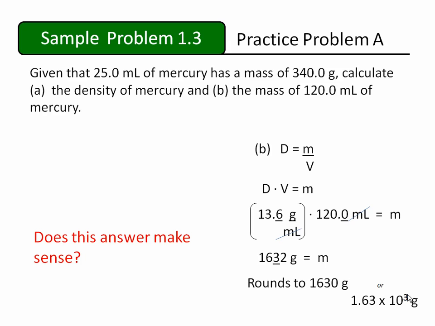Let's see if this answer makes logical sense. From part A, we knew the mass of 25.0 milliliters of mercury. In part B, our sample is 120.0 milliliters of mercury. It's a little less than 5 times the first sample. Our mass then should be a little less than 5 times the mass of the sample in part A, and it comes out to be roughly that value. Our answer makes sense based on the data.